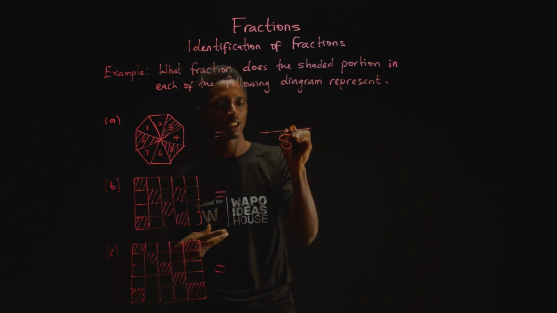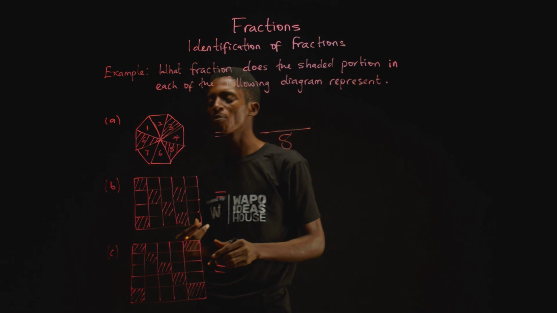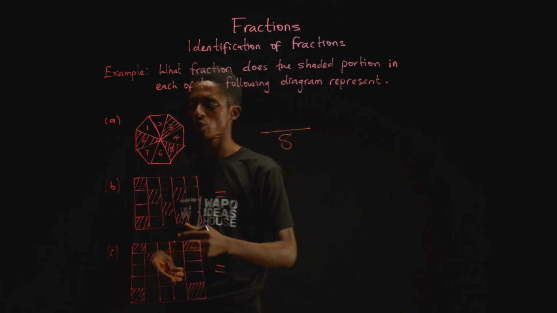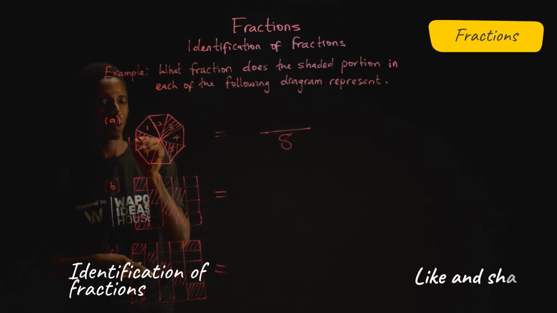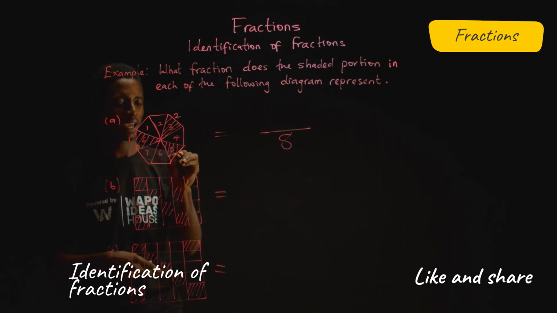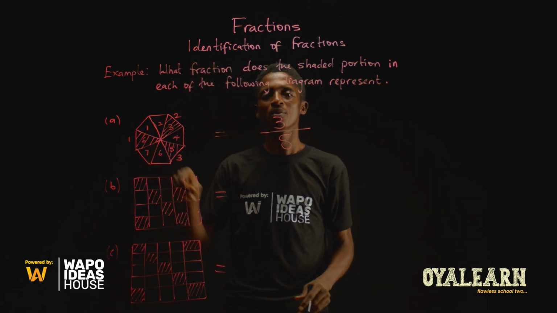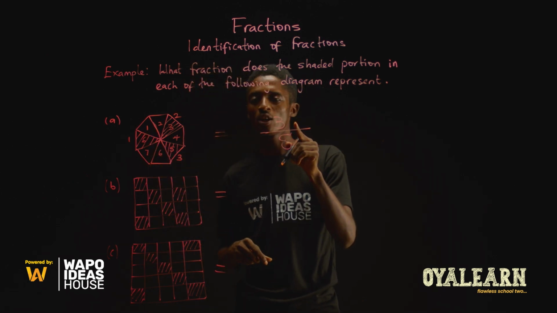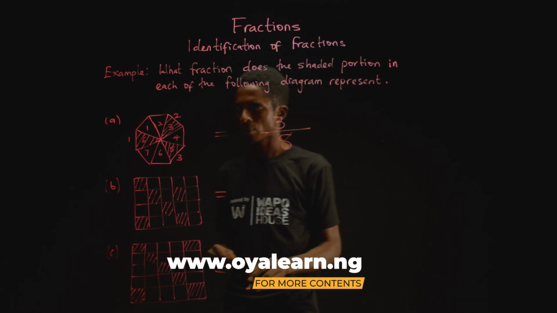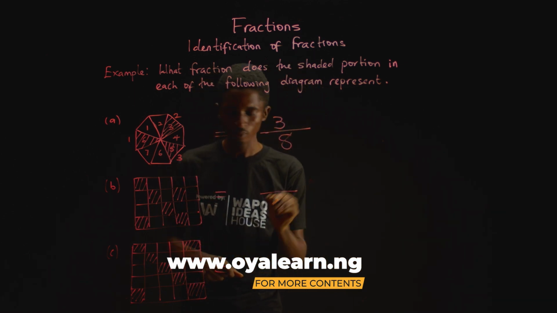Now that becomes our denominator. Now the number of parts that is shaded is our numerator. So let's count. We have 1, 2, and 3. That tells us that this diagram represents 3/8.